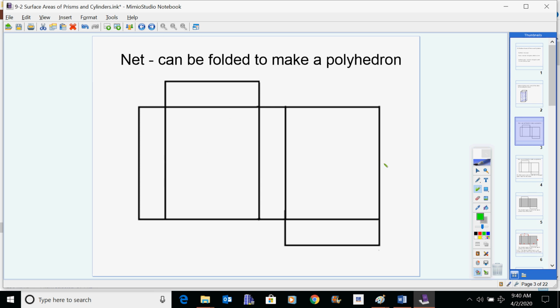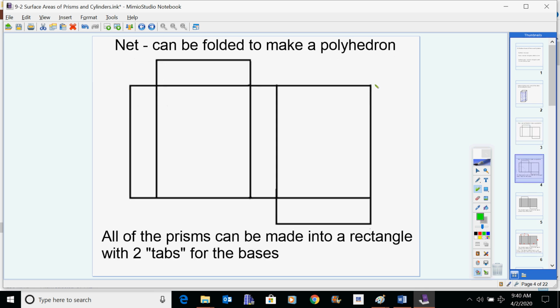Now this folded out version of our geometric figure is called a net. If you see in your book them referring to a net, they're talking about the thing that you could fold together to make that three-dimensional figure. So you have this, and it can be folded up. Remember, our word for any of these three-dimensional figures that has polygons for all of the sides is a polyhedron. So a net could be folded up to make a polyhedron, and really your cereal box is a polyhedron.